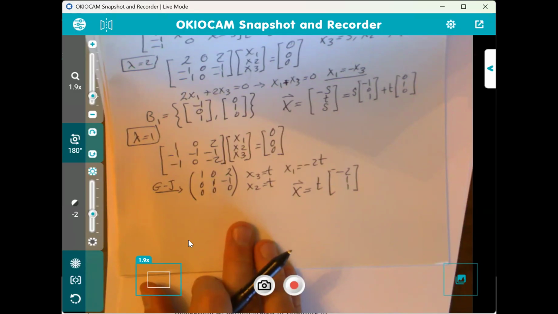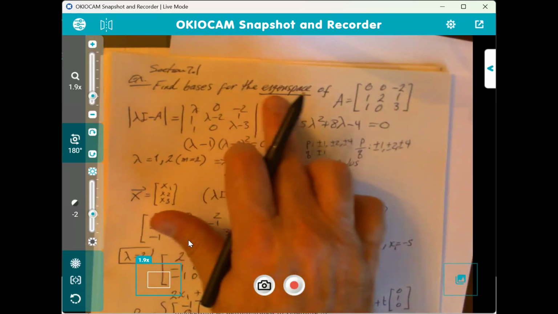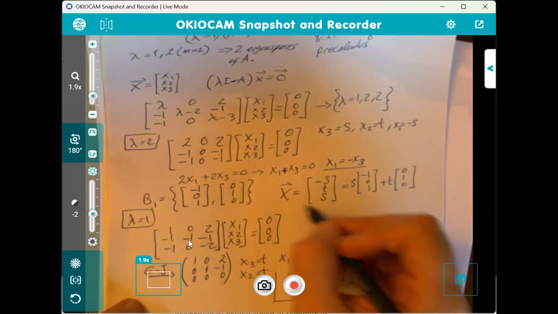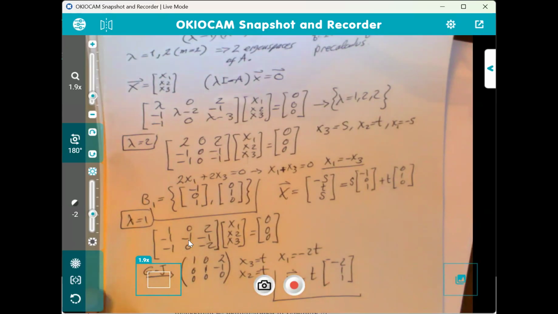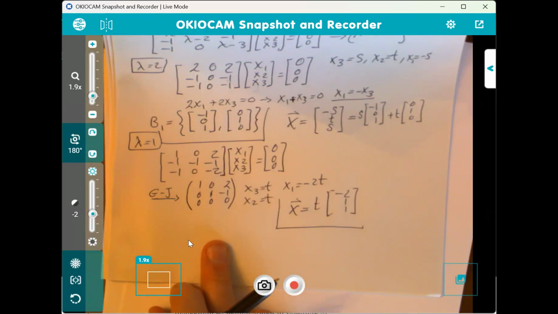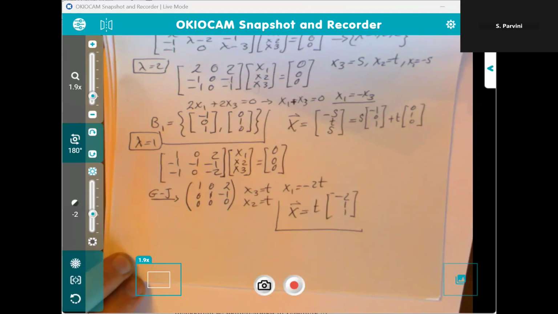Okay, so we found the bases for the eigenspace of A. And there you go, these are the basis vectors that we found. Again, is everybody okay with this work? Any questions on this? No questions. All right, if no questions, then let's move on to our next section.